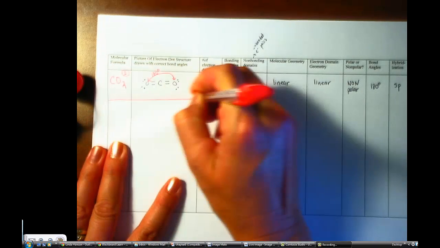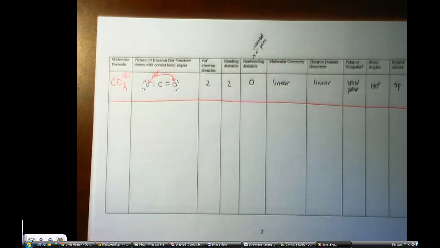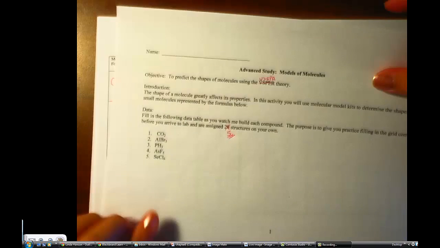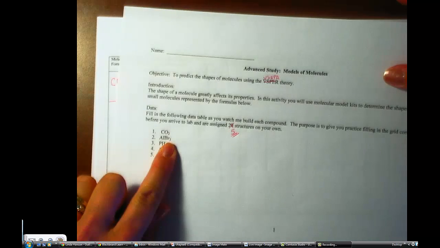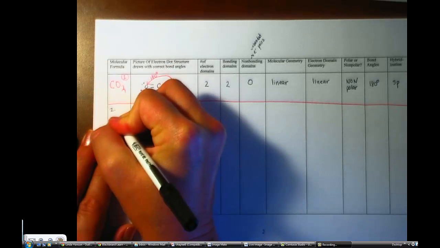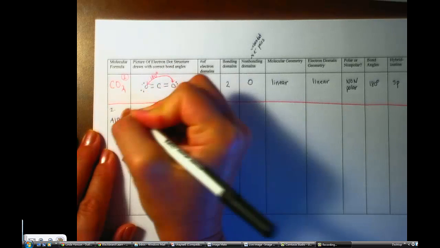That's our first of the 5 molecules. In the second example for our pre-lab, we are being asked to draw a compound of aluminum bromide, AlBr3. I'm just going to write compound 2, AlBr3.